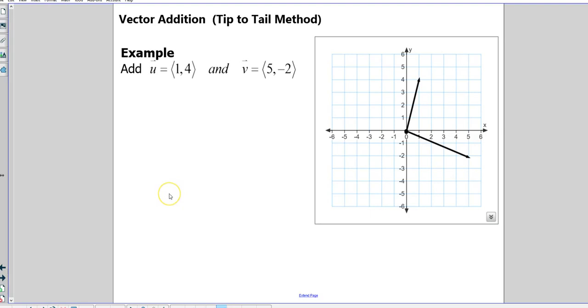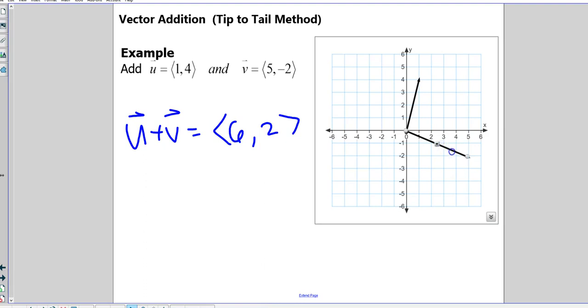Okay, let's try some addition now. Can you write u and v in your notes, please? So u is 1, 4 in component form, v is 5, -2, and I've graphed both. You don't need to graph them in your notes, but I just want you to get that visual as well. So what do we get for u plus v? 6, 2. Absolutely.